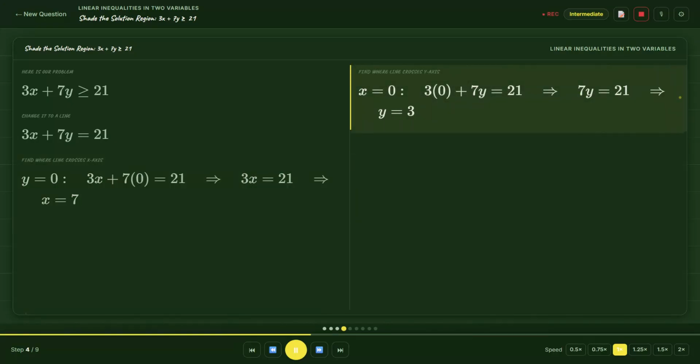Now let's put x equal to 0. We get 7 times y equals 21. Split 21 into 7 equal parts and we get y equals 3. So the line crosses the y-axis at the point 0, 3.